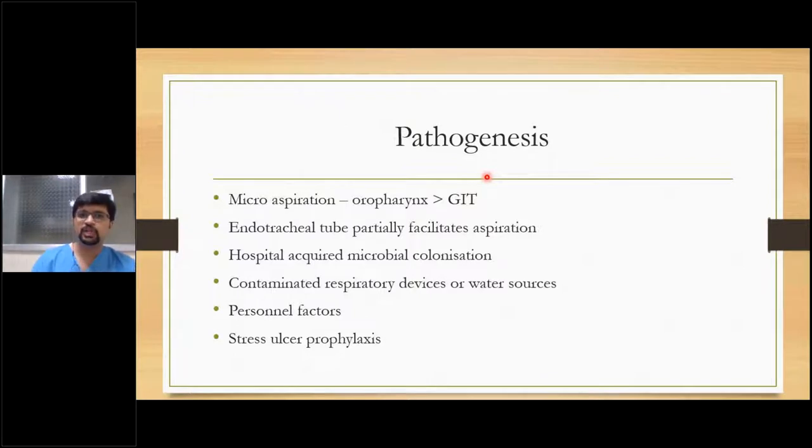And stress ulcer prophylaxis, as I told you, gastric acid forms a microbe-free area. When we end up giving prophylaxis for stress ulcers, we suppress the acid production, increase the pH, and thereby we reduce the sterility of the gastrointestinal content. And when they end up aspirating that, we might end up having pneumonia.